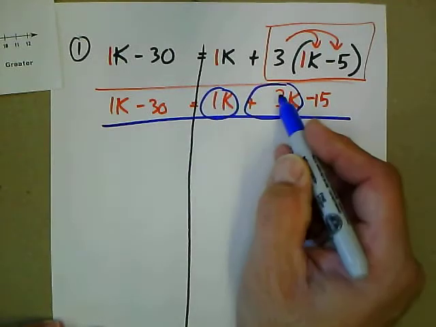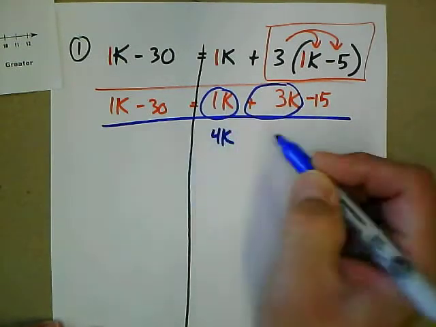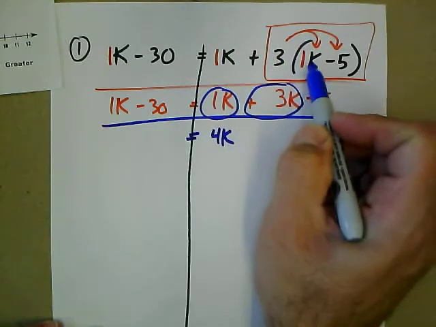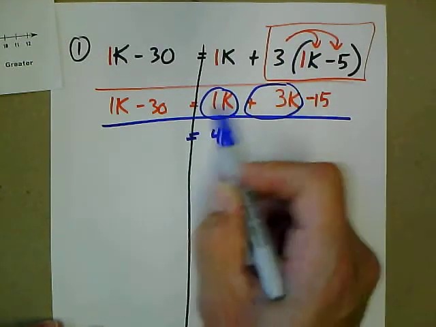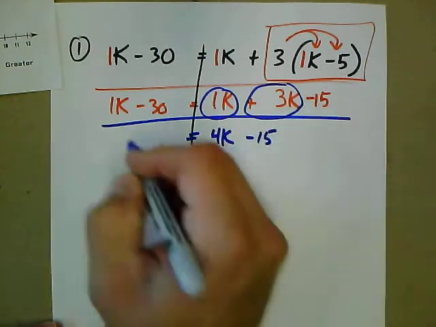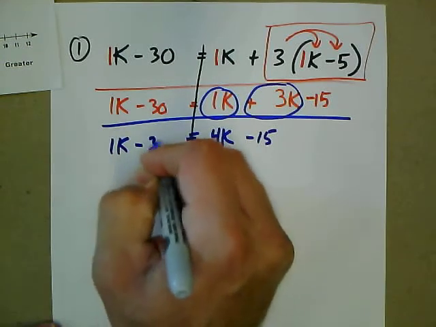So let's look at that. 1 plus 3 is 4. And they, of course, have a k. Don't lose your k. 3 times 1 has a k. Remember, it has a k. When you add them together, it still has a k. All right, we bring down that -15, and then everything else that's not in the circles.